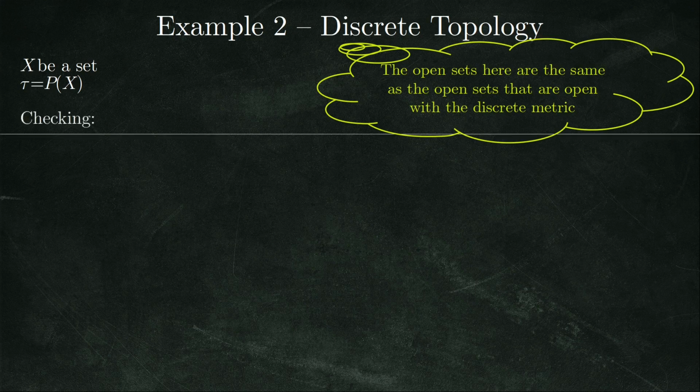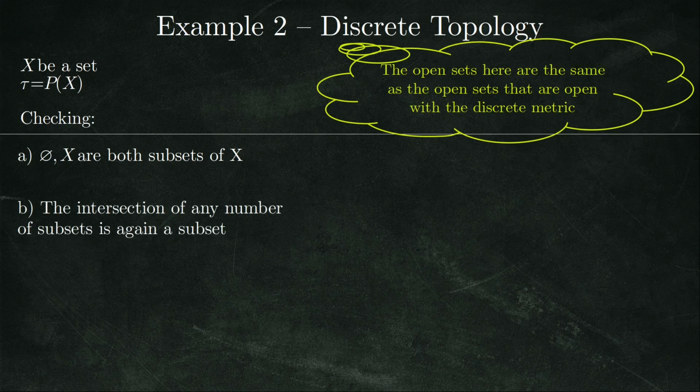Okay, so to check that this is a topology, obviously the empty set and X are both subsets of X, so they're both open. Then we want to check the intersection. The intersection of any number of subsets is again a subset. So that's fine. It is open. And then have a go on your own, see if you can check for the arbitrary union, and then I'll put up the argument.